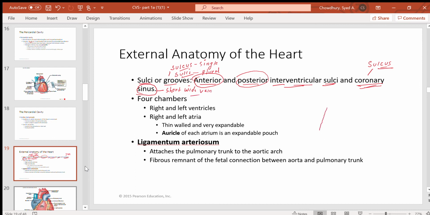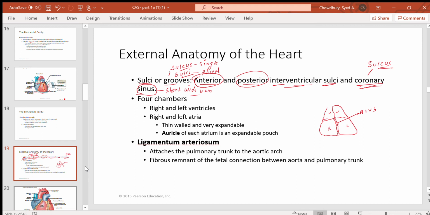So let me draw here, that will make it easy. Okay, so you already know upper two chambers, atria, and lower two ventricles, right? So this is left ventricle, this is right ventricle, and you have a groove here. This is the front view. Okay, so this is the anterior interventricular sulcus. Makes sense? And in the back, you have a similar sulcus between right and left ventricles, that is called the posterior interventricular sulcus.